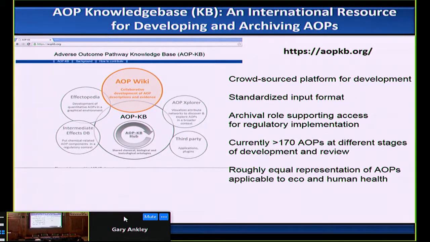So you can have multiple research groups, for example, working on a given AOP simultaneously in areas that are best suited to their expertise. You have a standardized input format for this information. And in addition to serving a developmental role, the wiki has an archival role for people that need to use or want to use AOP information. There's currently about 170 AOPs at different stages of development and review in the wiki. They roughly equally represent those applicable to both eco and human health.